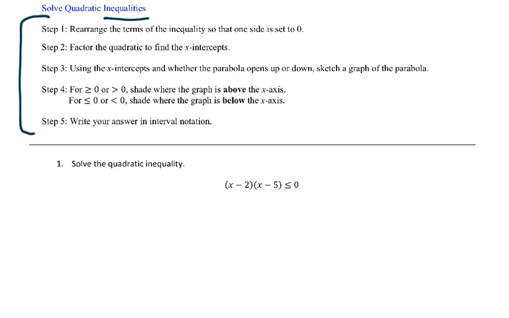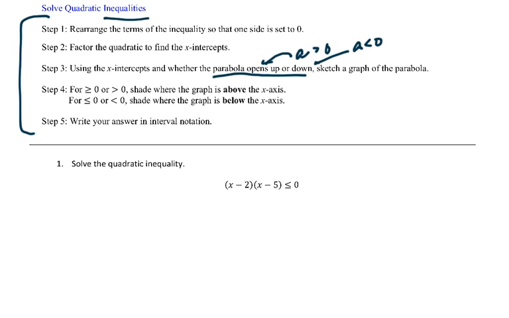the parabola. So what that means, we can tell whether a parabola opens up or down depending on the leading coefficient, or a value. If a is positive, so greater than 0, it opens up. If a is less than 0 or negative, it opens downwards. And then you sketch a graph of the parabola.